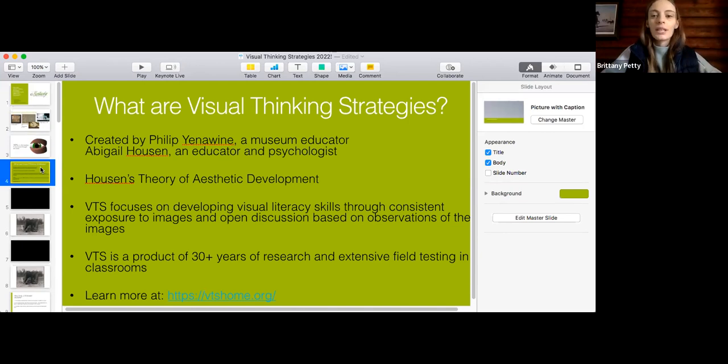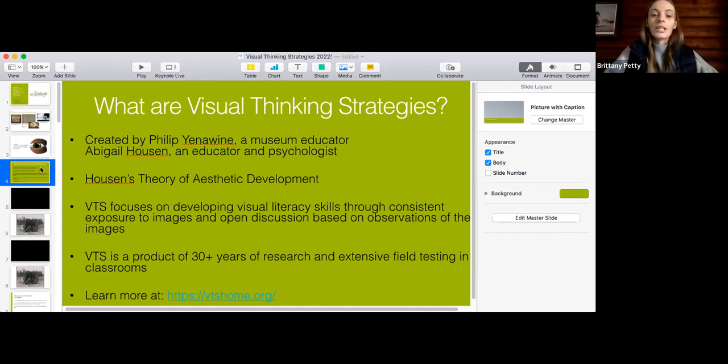So visual thinking strategies was developed by a museum educator named Philip Yenawine. He was a museum educator at the Museum of Modern Art. Now, you all are my art people, so you know how big of a deal that is, right? That's where the Starry Night lives. That's a big deal museum. So he's the museum educator there, and a donor came to him, going to offer his program a lot of money.